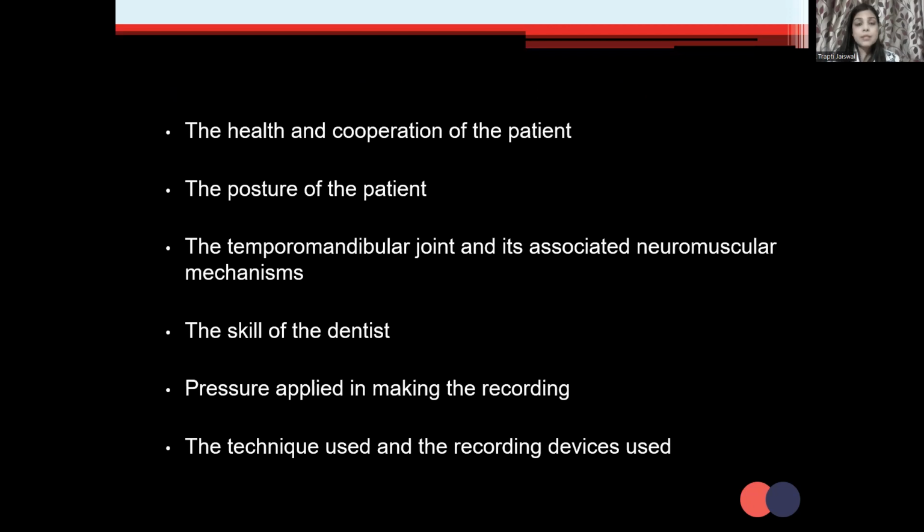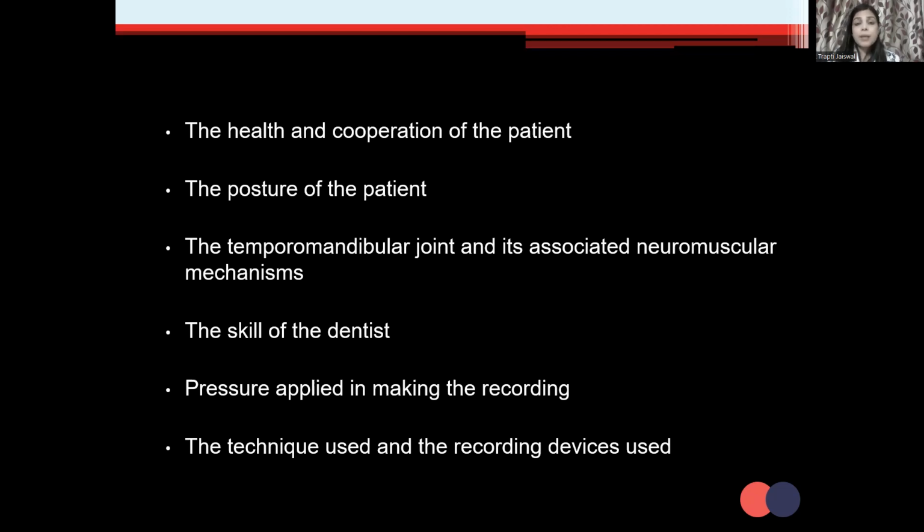Posture of the patient: the patient should be seated upright. Temporomandibular joint and associated neuromuscular mechanisms: there should not be any disturbances or disharmonies in the temporomandibular joint with the musculature involved. And the skill of the dentist: in the active method, when the dentist is guiding the mandible to the centric relation position, if the dentist is unable to do that properly, then we are unable to record the centric relation records properly, and it will hamper the records and the proper position.